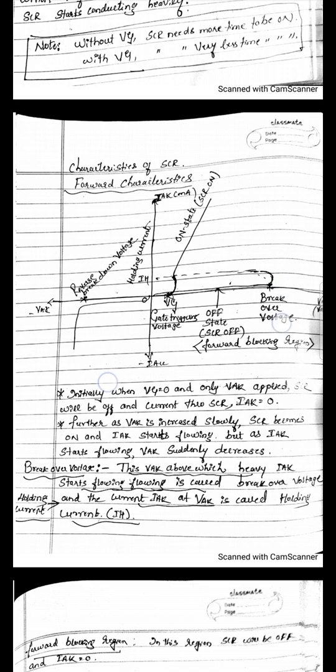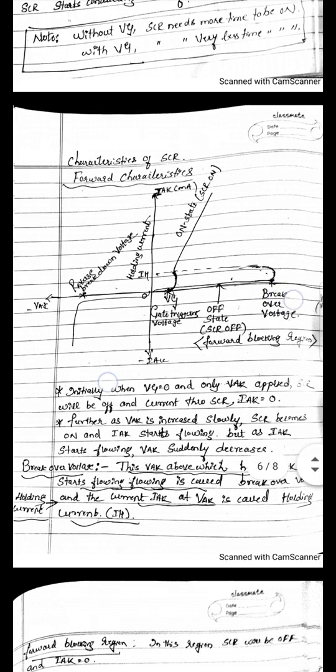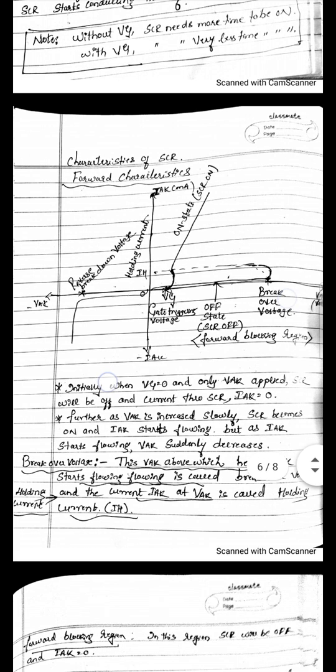Hope you have understood this. Till this voltage the current was 0. When you tried to increase it, then only the voltage decreased and current started flowing. That's why we say break over voltage is the voltage above which SCR becomes on. That is break over voltage.